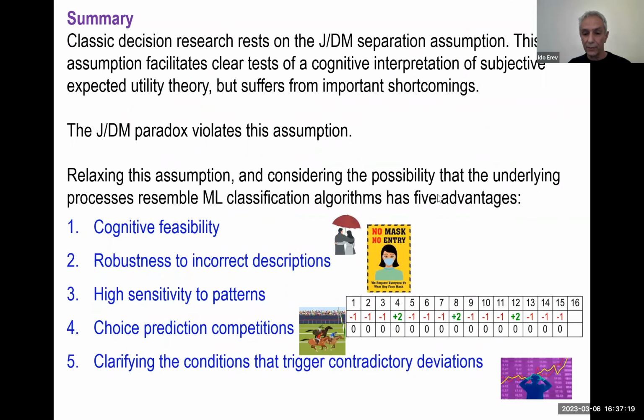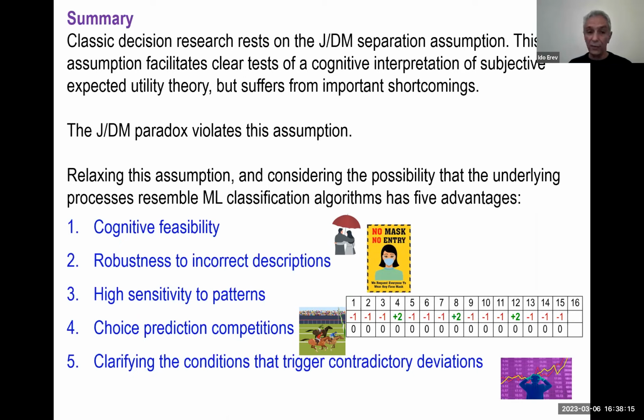I try to convince you, or I argue, that classical decision research rests on the JDM separation assumption. This assumption facilitates a clear test of a cognitive interpretation of Savage's expected utility theory, but suffers from important shortcomings. The most important shortcoming, I suggest, is the JDM separation paradox. Due to the separation, mainstream research reached the wrong conclusion that people are too sensitive to rare events, whereas in most natural situations, when you do not build your research on the JDM separation assumption, people behave as if it won't happen to me. So underweighting of rare events is a much more robust phenomenon.